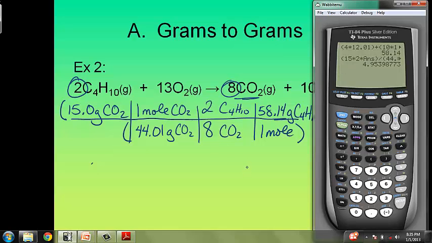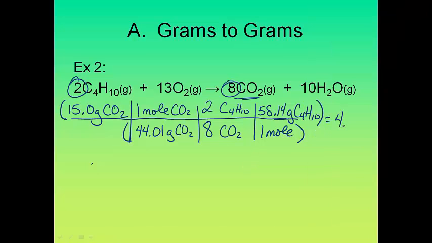And the answer is 4.95 grams, remember units, of butane. So just slightly less than 5 grams of butane will produce 15 grams of carbon dioxide. Very efficient reaction. Let's look at another example.